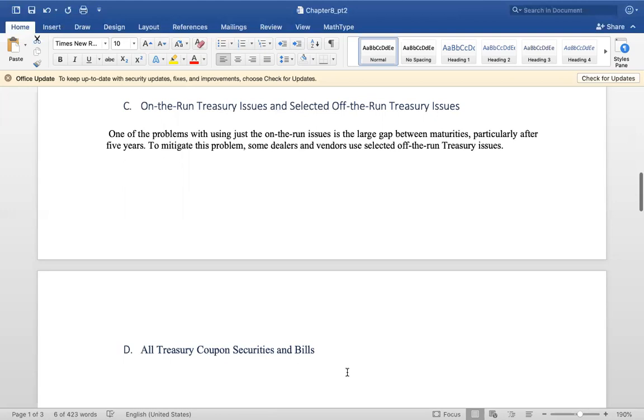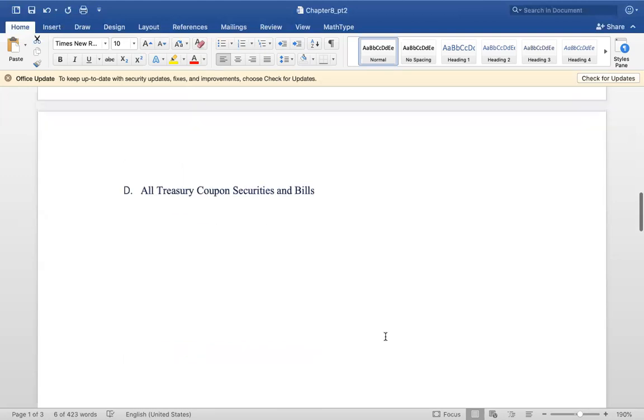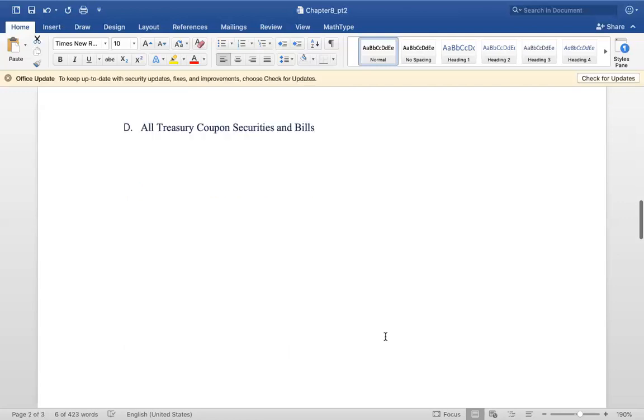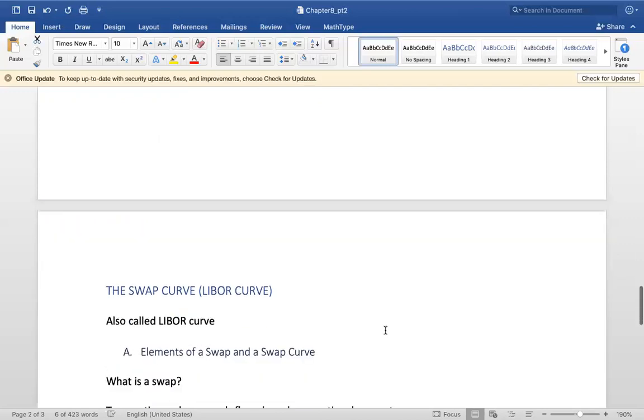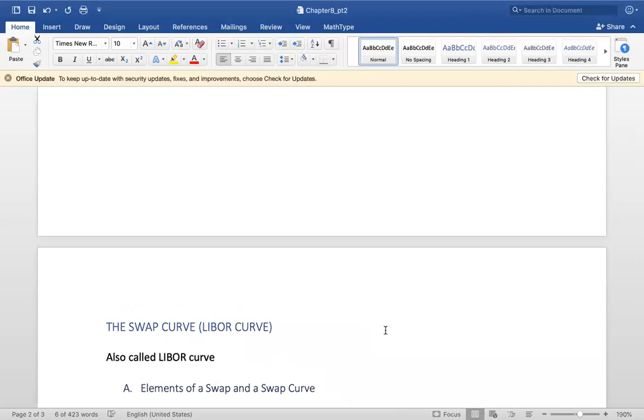When all coupon securities and bills are used, the methodologies become complex, which is not the scope of this course. So just understand that the whole universe of treasury securities is used. Then we have the concept of the swap curve, also called the LIBOR curve. First, let's understand what we mean by swap curve and why we are talking about this.